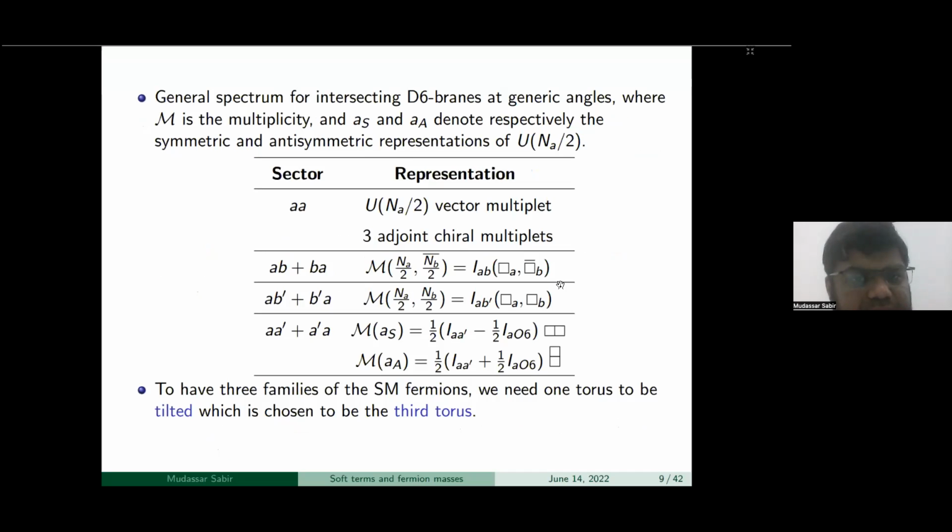Here I gave the general spectrum for the intersecting D6 planes at generic angles, where m is the multiplicity, and S and A denote respectively the symmetric and the anti-symmetric representations of U(N/2). To have the three families of standard model fermions, we need one torus to be tilted, which is chosen to be the third torus in our case.